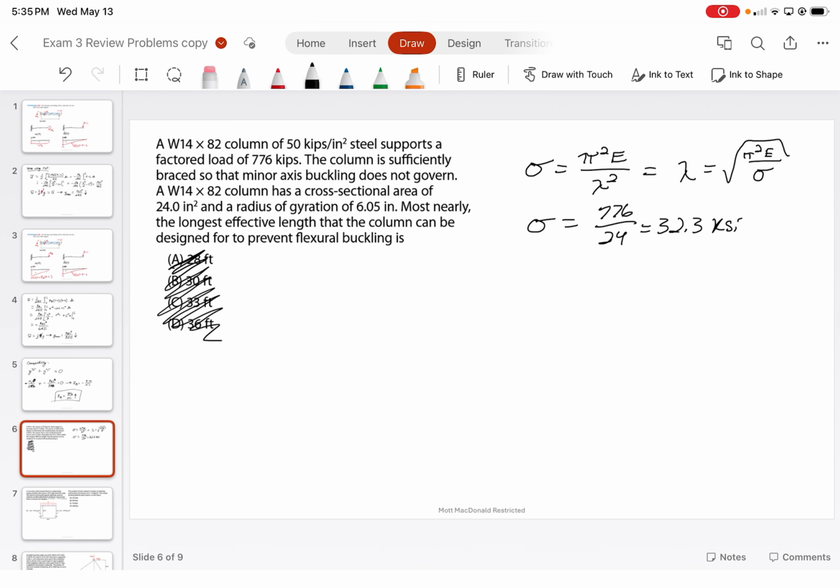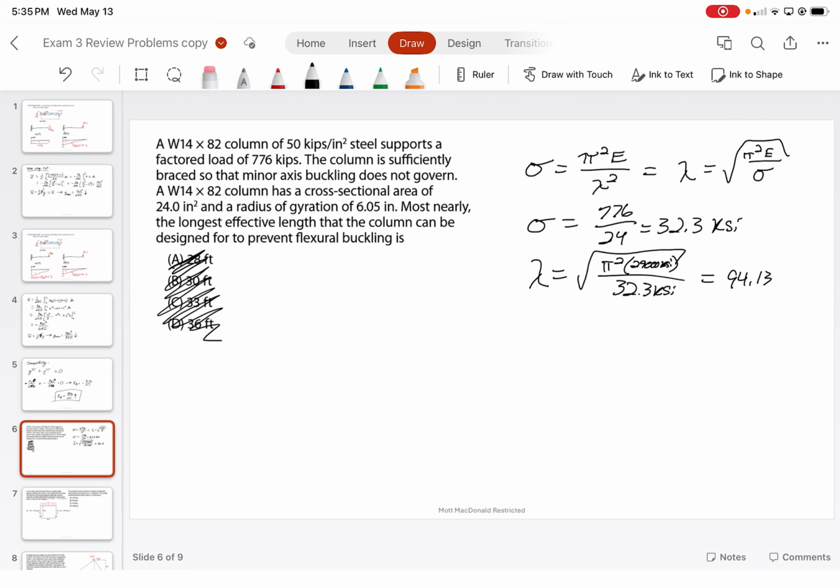Now, that's a good sign because our stress is still within the 50 KSI, which means the column at least works. From here, I figured out what the slenderness ratio was by plugging in pi squared, the elastic modulus of 29,000 KSI, and the stress of 32.3 KSI, which gives us a slenderness ratio of 94.13.